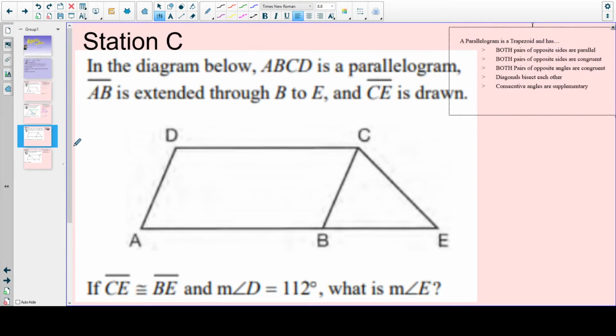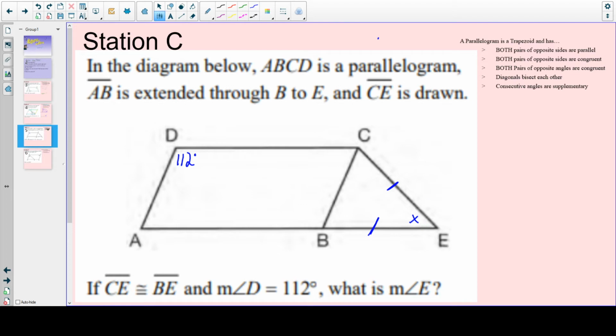All right, let's move on. So this one happens to be very similar to something that we just did, so I'm going to go through this a little bit faster. It gives us information. This is a parallelogram. AB is extended through B to E, and CE is drawn. If CE is congruent to BE, and the measure of angle D is 112 degrees, what is the measure of angle E?